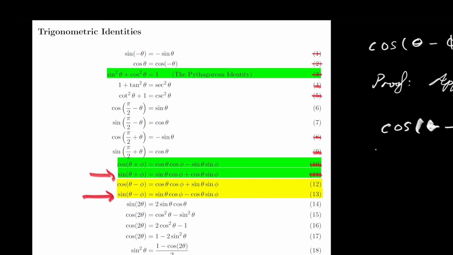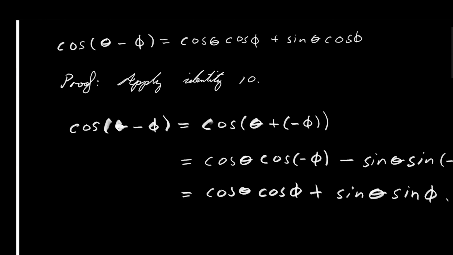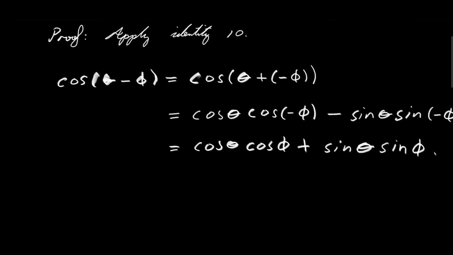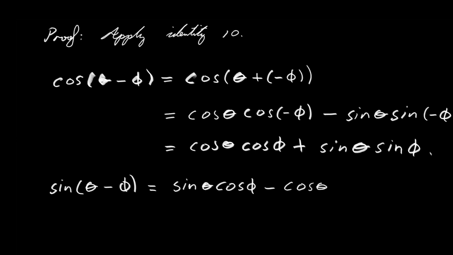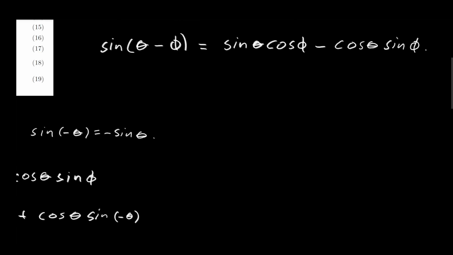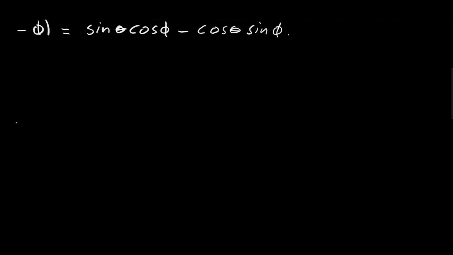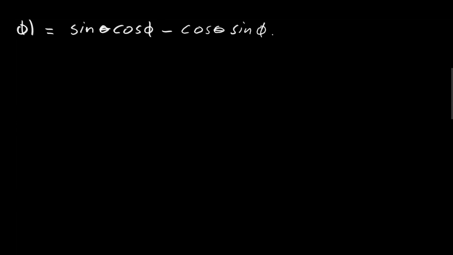Okay, so let's write out what we are proving. We are proving that the sine of theta minus phi is equal to the sine of theta times the cosine of phi minus the cosine of theta times the sine of phi. So I'm getting into one of the previous proofs. I'll just move over here and write out proof.